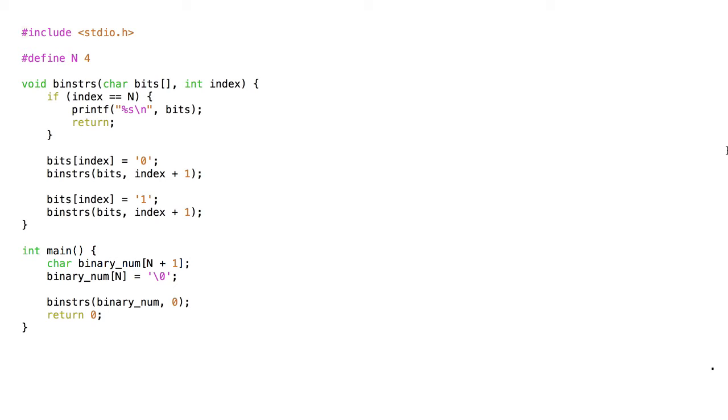Let's take a look at one possible implementation of this recursive idea. Our function has two parameters. Bits is an array that we will fill with zeros and ones, and index is the position in the array that should be filled next. Once the bits array has had n values placed in it, we print the binary number it represents.